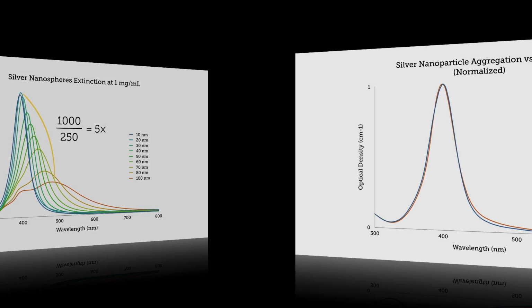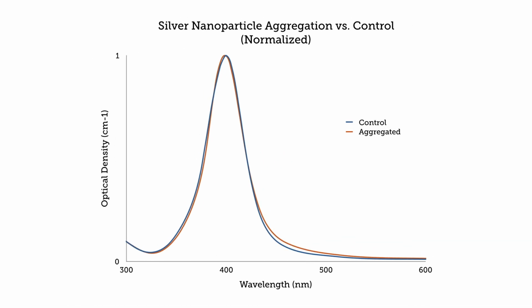Next, I'll show you some examples of silver nanoparticles that have undergone varying degrees of aggregation. This is a chart that demonstrates a small degree of aggregation. The slight elevation in the baseline in the 450 nanometer to 550 nanometer range is a telltale sign of aggregation because, as I mentioned before, larger sizes of nanoparticles absorb more in the longer wavelength or red region of the spectrum.